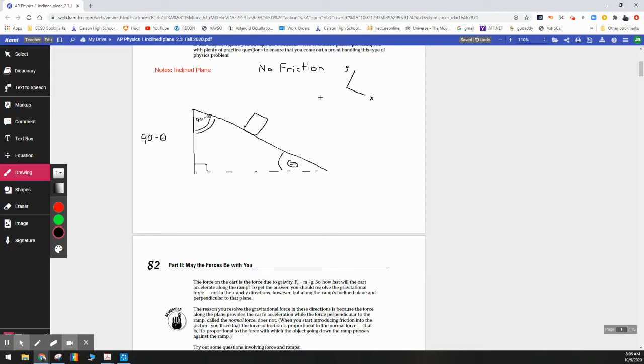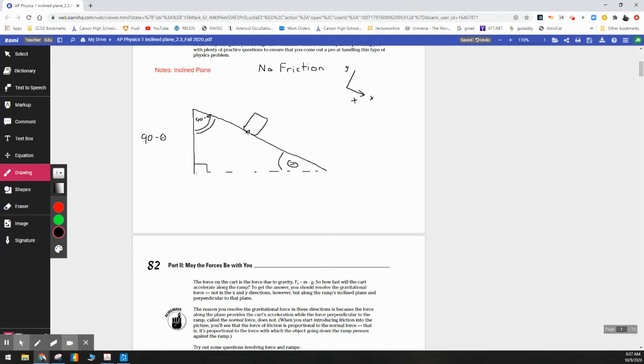In this case, since we're going down the plane, we'll call going down the plane positive. Down the plane is positive. Now at this contact point, we're going to assume all the forces are acting on this point. All the forces in our analysis are going to be concentrated right here.